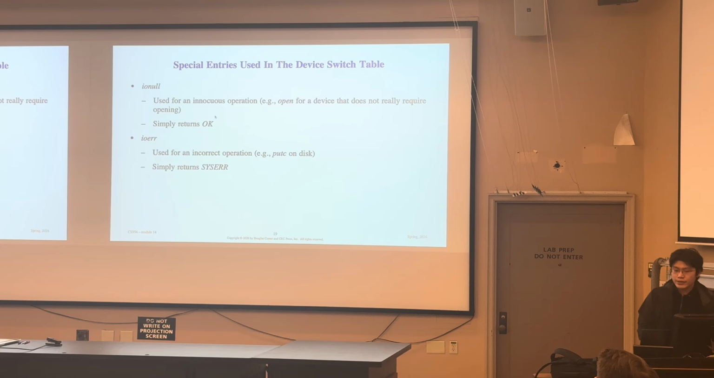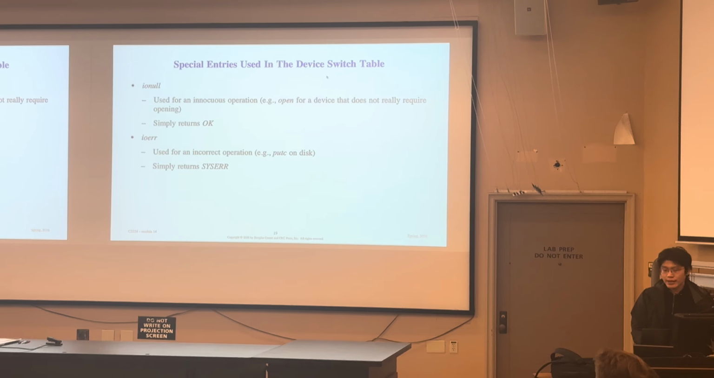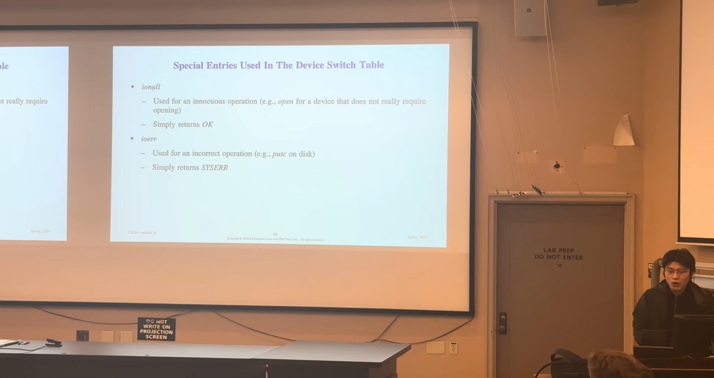There are special entries used in the device switch table. IO null means an innocuous operation, for example open for a device that does not really require opening, and it simply returns OK. The other is IO error. It's used for an incorrect operation, for example if you have a putc on the disk.